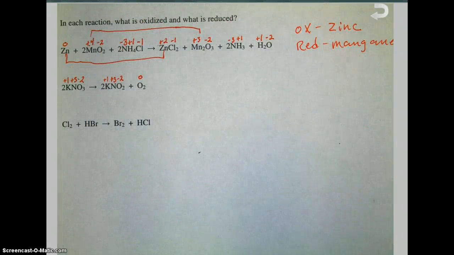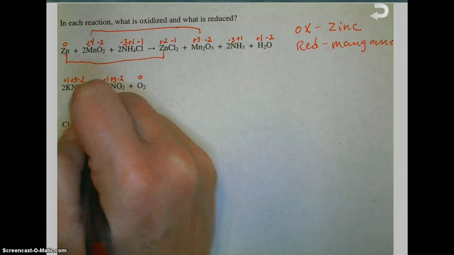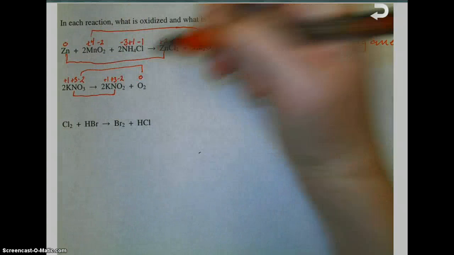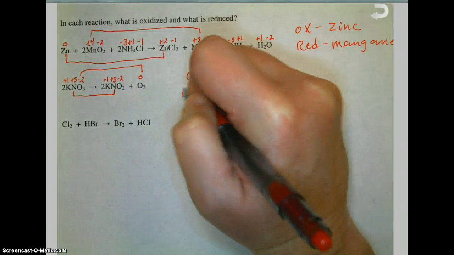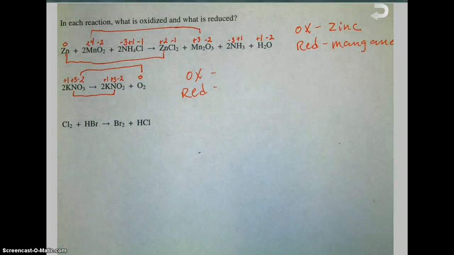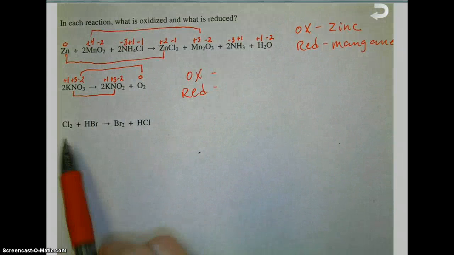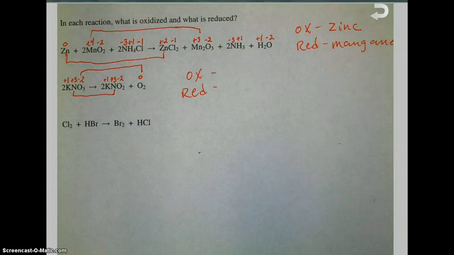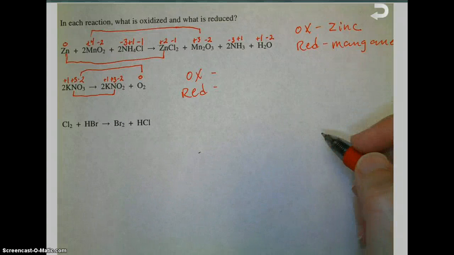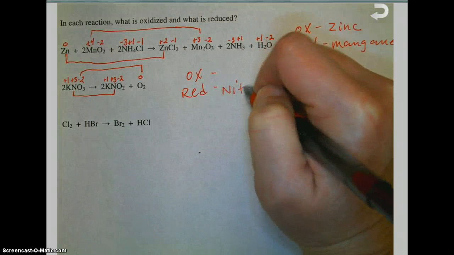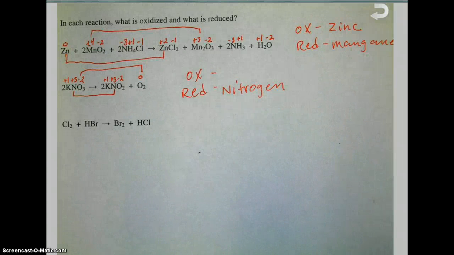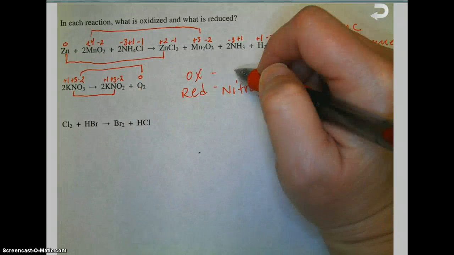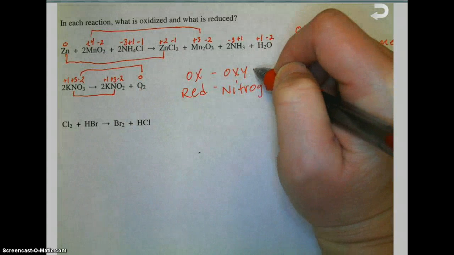All right, so what changed oxidation number? Well, the N changed oxidation number, and one of the oxygens changed oxidation number. So when we determine what was oxidized and what was reduced, let's look at nitrogen first. It went from +5 to +3. That means it had to have gained 2 electrons, and gaining electrons is reduction. So nitrogen was reduced. Oxygen went from -2 to 0, so it lost electrons, meaning it was oxidized.